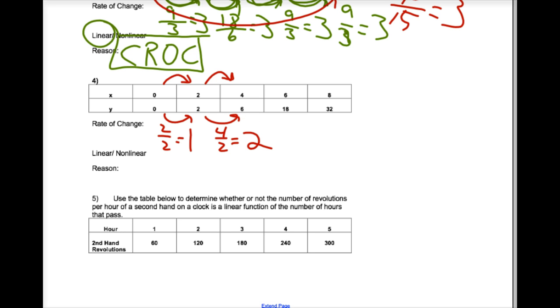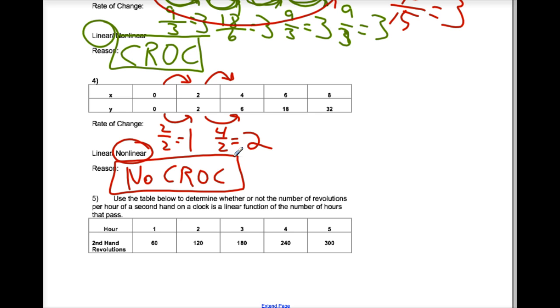Guess what that means about this information? It's not linear. You can stop. After you find one of them that's not true, that doesn't work, you can stop. It's not linear. Reason: no constant rate of change. Because the constant rate of change is 1, then it goes to 2. I bet it does something else. Okay?